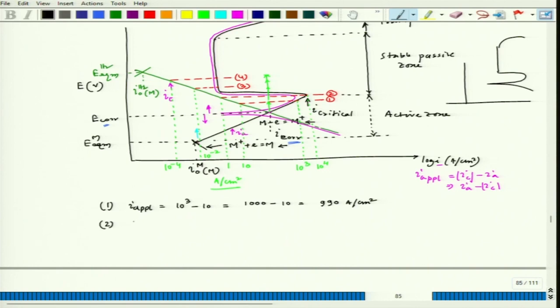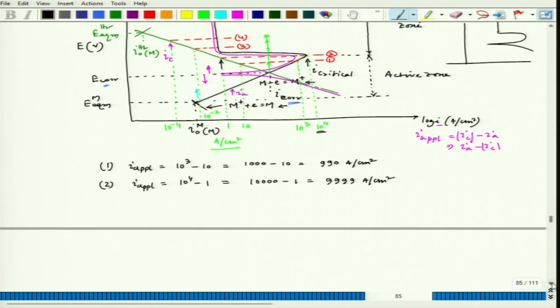Let's see what happens at point 2. I applied would be 10 to the power 4, which is this, minus 1, because this is 1. So that means if you see that the current density requirement is enormously increasing as we go up and stay at those locations, point number 1, point number 2, all those points if you would like to stay. There is a huge increment in current density. Now let's see what happens once we approach 3.